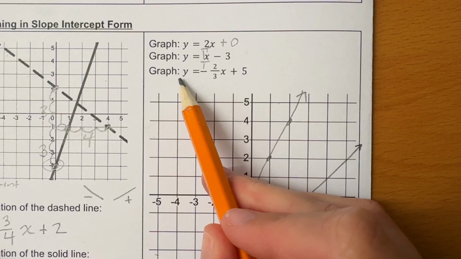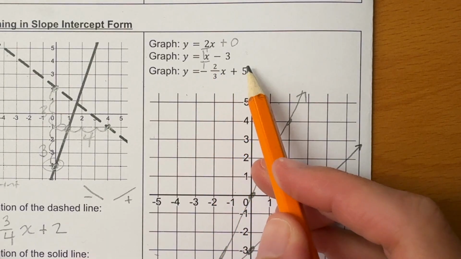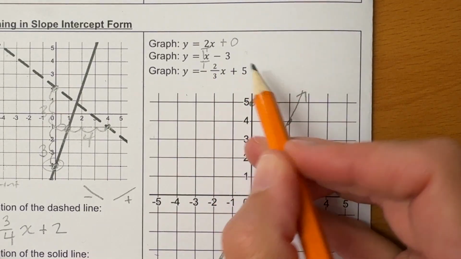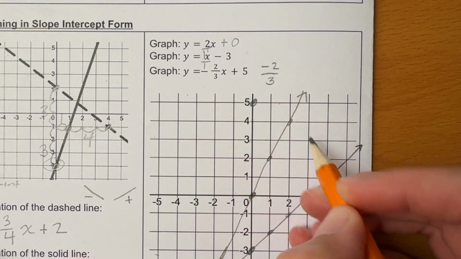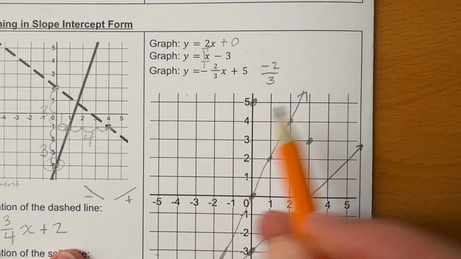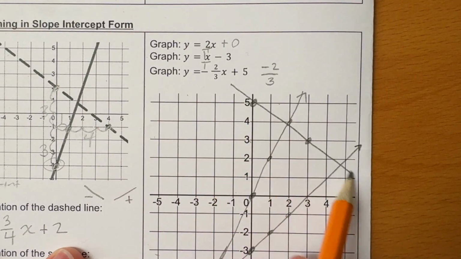And then over here, I have y equals negative 2/3 x plus 5. So I'm going to start at positive 5. And then for negative 2/3, I'm going to attach the negative to the top. I'm going to go down 2, right 3. Okay, and that line looks something like this.